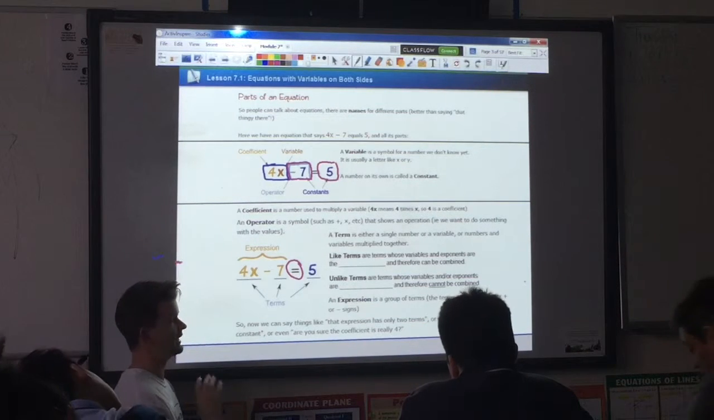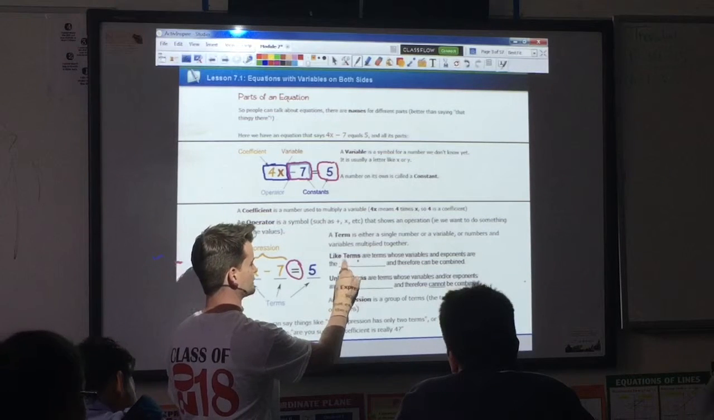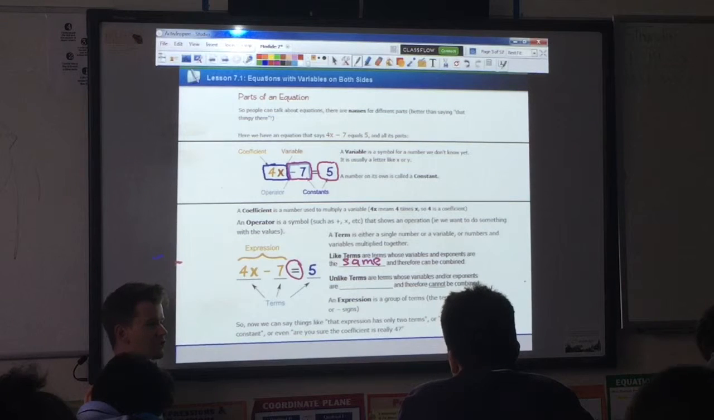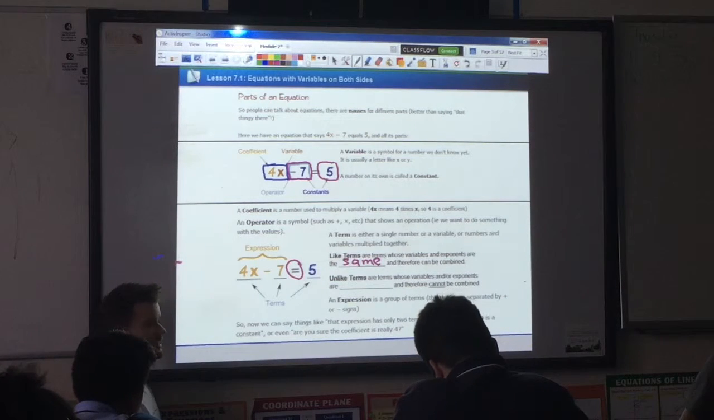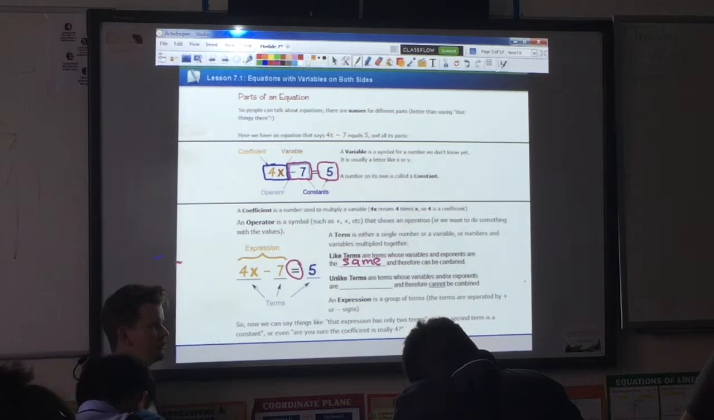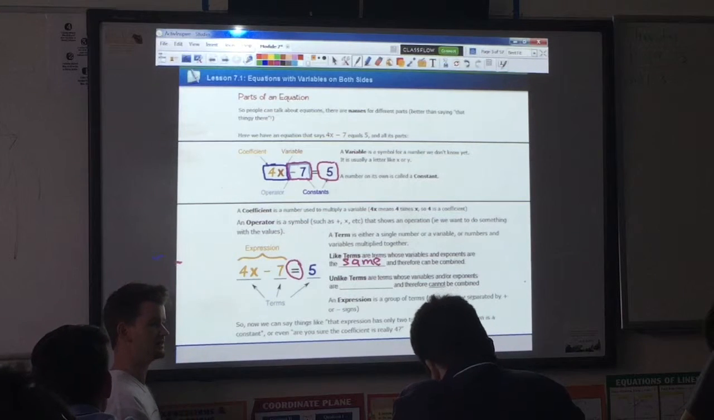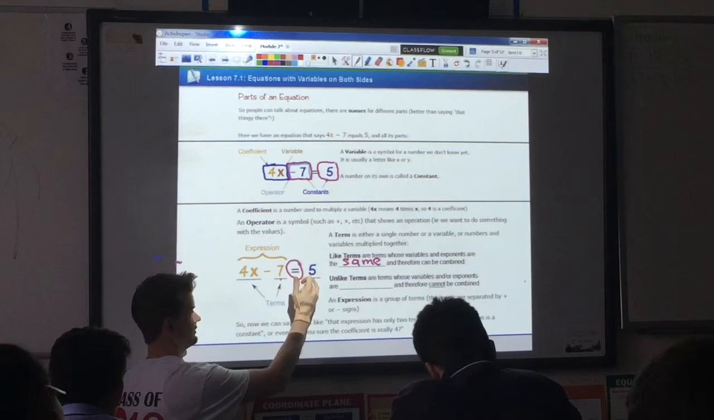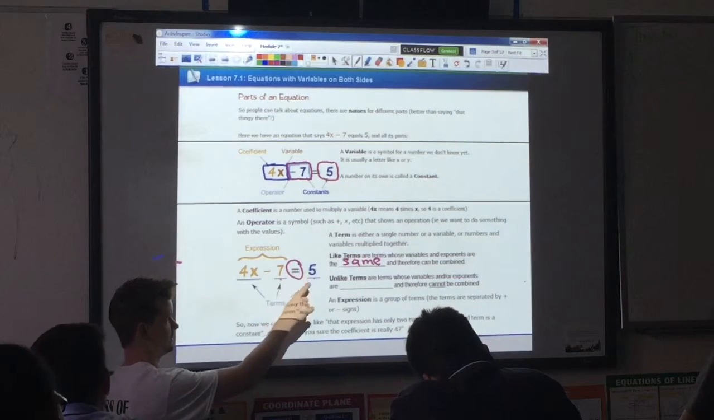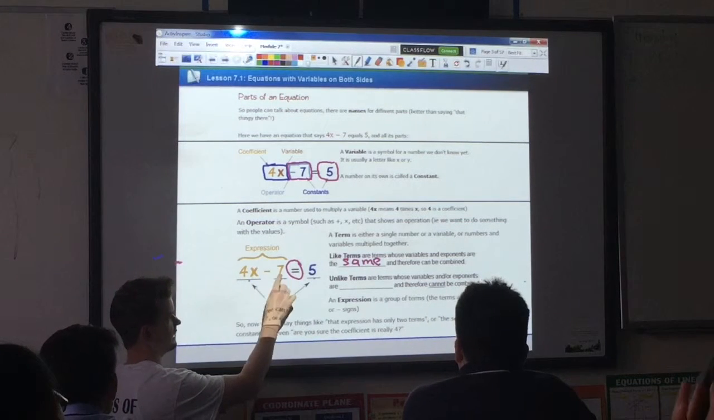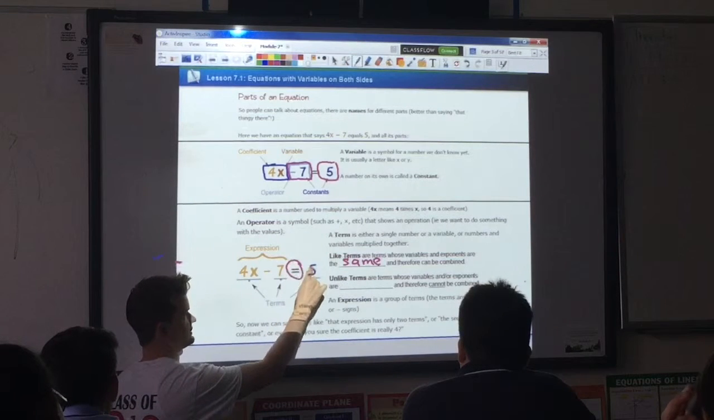Similar rules followed here. Like terms are terms whose variables and exponents are the same. So we have terms like 4x and 3x. Those are like terms. Or -7 and 5. Those are like terms. It doesn't matter if they're positive or negative. All that matters is that they have the same variables, same exponents. And constants are also like terms. So in this equation, I have two like terms. I have -7 and I have 5. Those are like terms. 4x, that's the only variable term I have. So if I look at -7 and 5, I could say that these two are like terms.